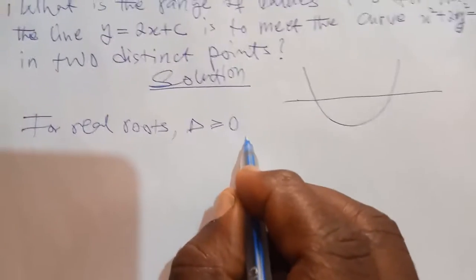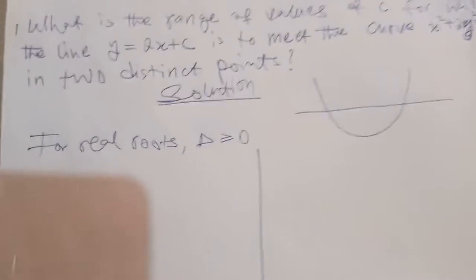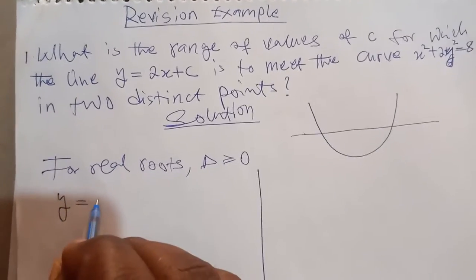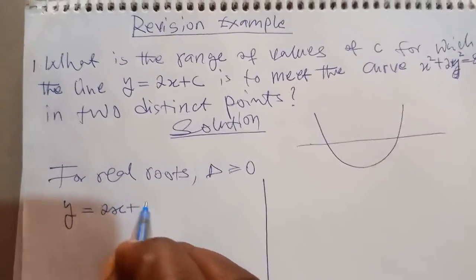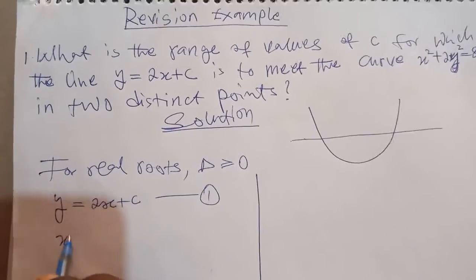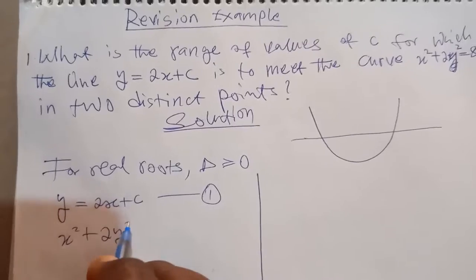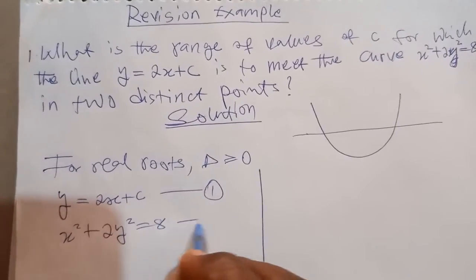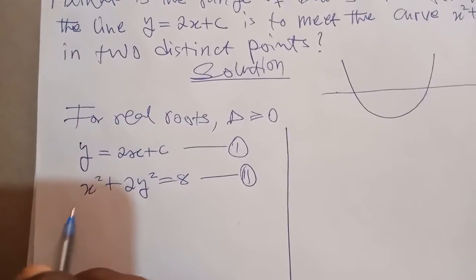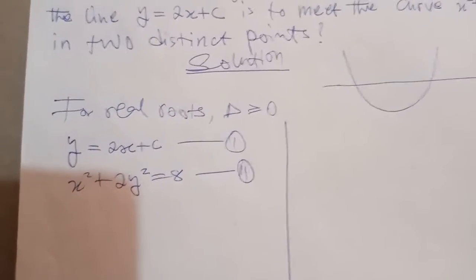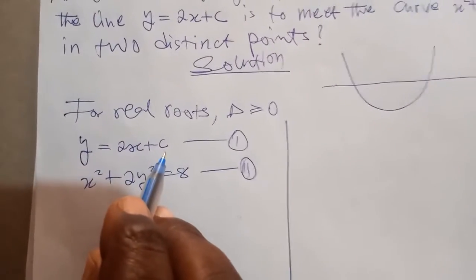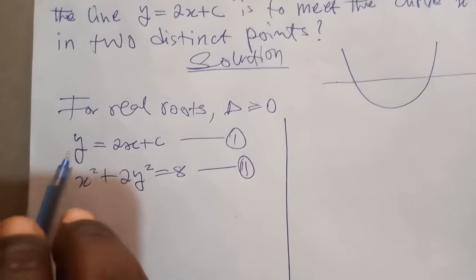Let me draw a straight line here. I'll take the first line as equation 1, y equals 2x plus c. Call this equation 1, and then call the other one, x squared plus 2y squared equals 8, equation 2. In solving simultaneously, I can put 1 in 2, because y is already the subject of the formula in 1.